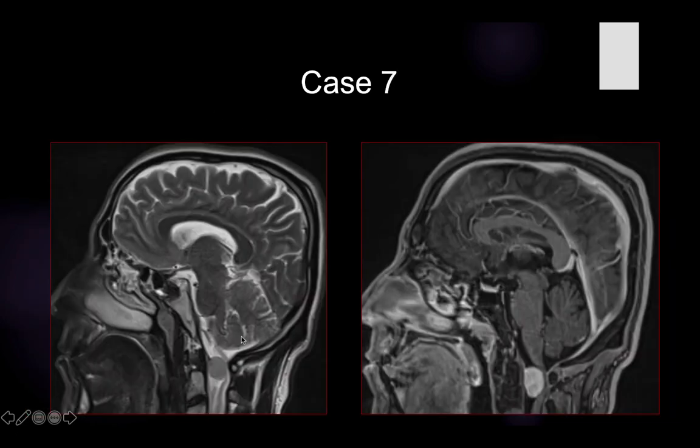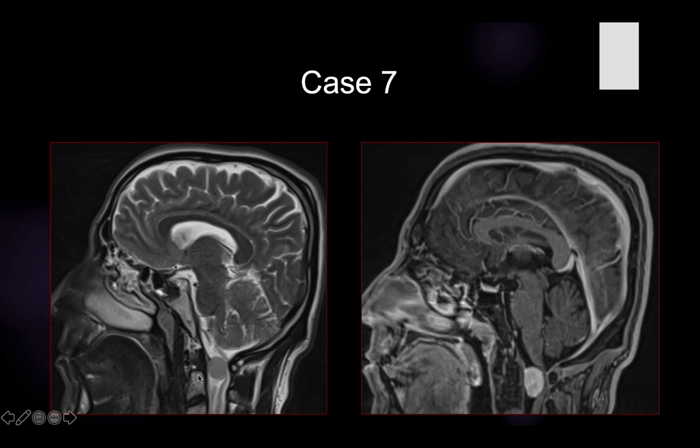In this case, which is one of the sample cases, here we can see a well-defined lesion with a dural-based attachment, and it is markedly indenting the cervicomedullary junction. On the post-contrast images, there is homogeneous enhancement with a dural tail. All these features are keeping with a meningioma.